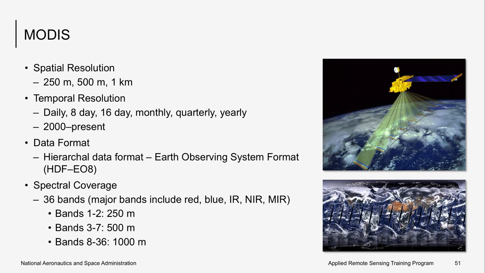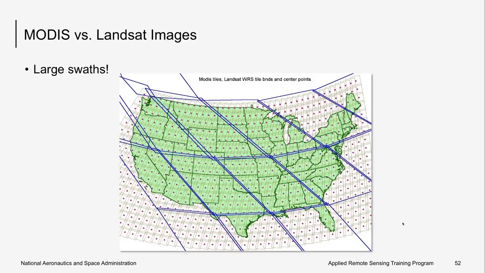The Terra MODIS passes from north to south across the equator in the morning, and Aqua passes from south to north across the equator in the afternoon. So this allows MODIS to observe any location at least once a day. One limitation of MODIS, however, is its coarser spatial resolution.